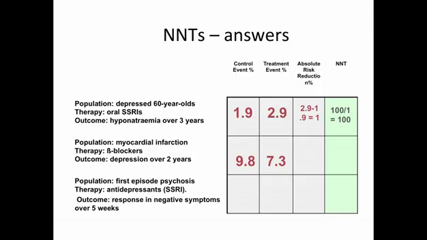For the next question, the EER is 7.3% and the CER is 9.8%. We are calculating the rate of a negative event, that is onset of depression, and this is why the control event rate is higher. So a subtraction of these two numbers will give you 2.5 and an inverse will give you 40. Now for the last question, EER is 12%, CER is 9.2%, ARR is 12 minus 9.2%, which is 2.8. This will give you an NNT of 36.